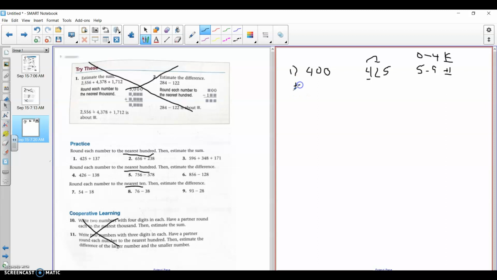Then I'm going to look at 137. 137 rounds to 100 as well, using the same rules over here. Whoops, let me erase that. I don't want that. I want 100. And so my estimation here is 500. So my answer for number 1 in my created document is going to be 500. Then you're just going to do number 2, number 3. Just remember to pay attention. The next set is the nearest 100 as well, but the last set, 7, 8, 9, is the nearest 10. Okay, that's your work.